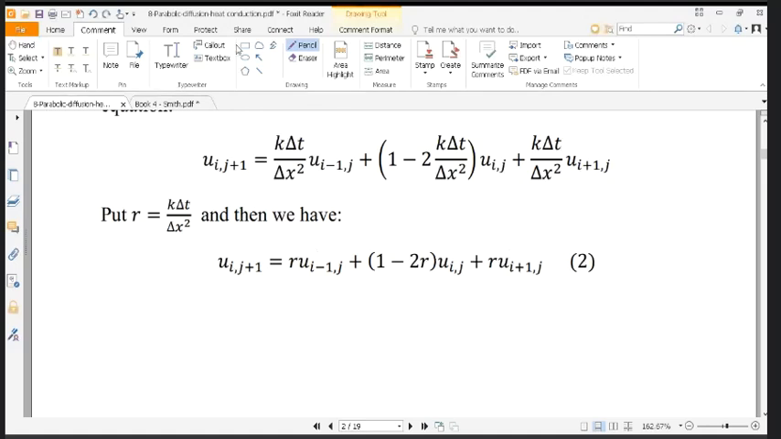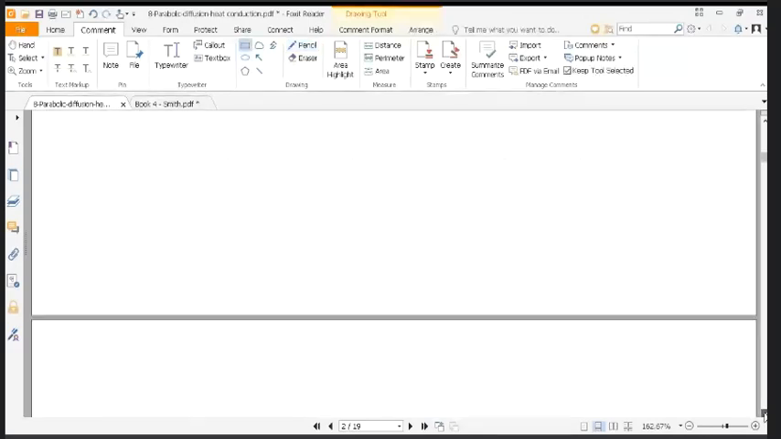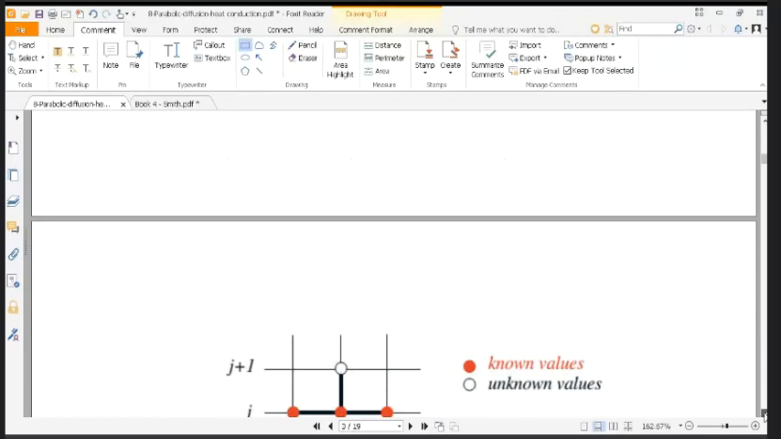Okay, and it's called the two formula. Please pay attention. This diagram helps you to understand this formula.